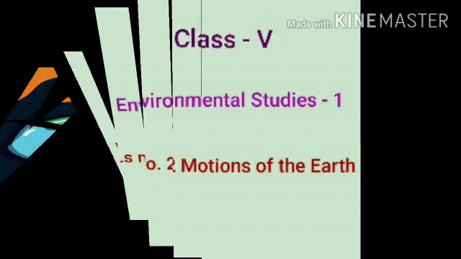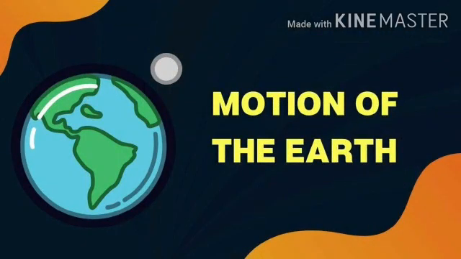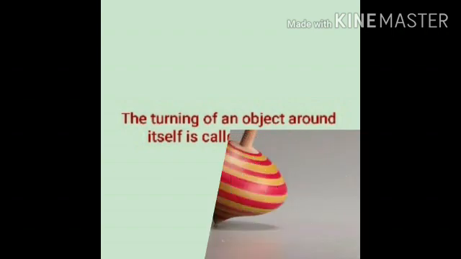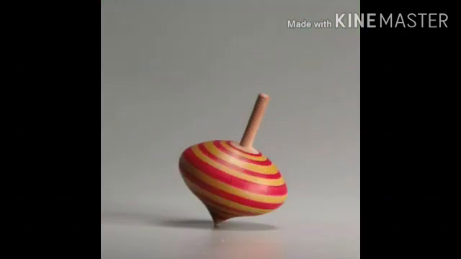Lesson number 2, Motions of the Earth. First, we are going to see rotation. Now, students, what is meant by rotation? The turning of an object around itself is called rotation. Suppose we see a top rotating. When the top spins, the object which is rotating is known as rotation.